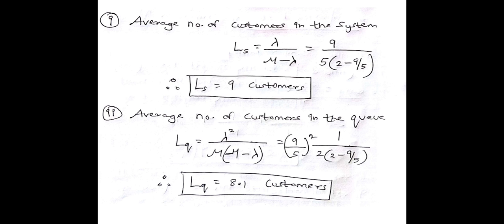First he has asked for the average number of customers in the system, which is LS, lambda divided by mu minus lambda. Here I have taken 9 divided by 5 and solved it. I am getting LS equal to 9 customers. Hope you will also get the same answer. Next, the average number of customers in the queue, LQ, is given by lambda square divided by mu into mu minus lambda. This value is coming to 8 customers. So in the queue there are 8 customers and in the system there are 9 customers.